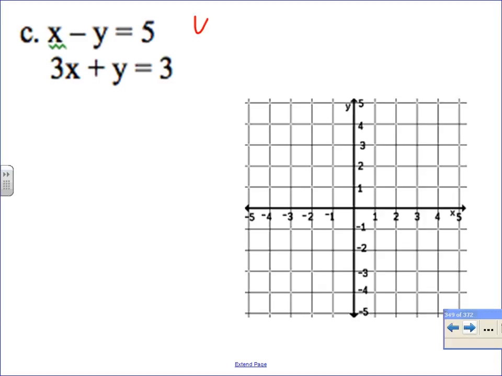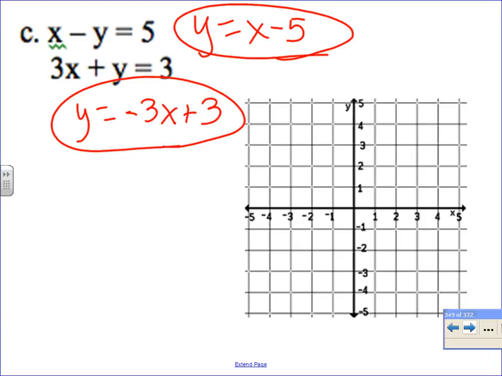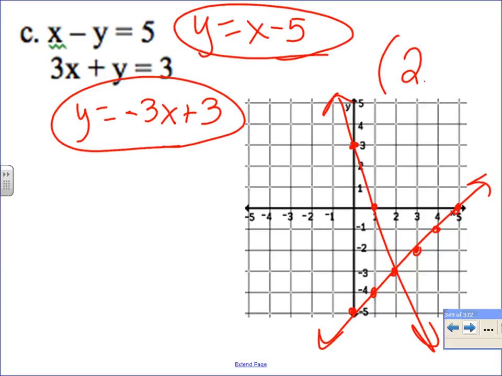Okay, guys, first equation in y equals form should be y equals x minus 5. Second equation in y equals form should be y equals -3x plus 3. Okay, Adam. So when you graph them, here's what the first one looks like. Second one looks like this. Therefore, they intersect at 2, -3.